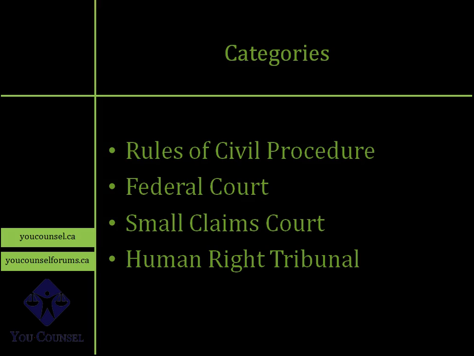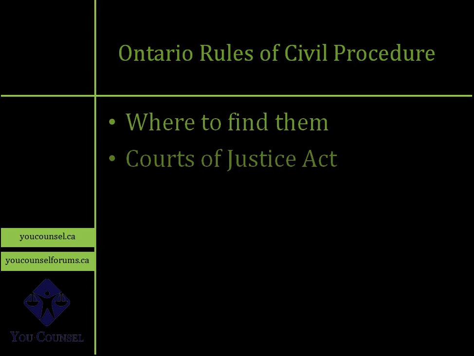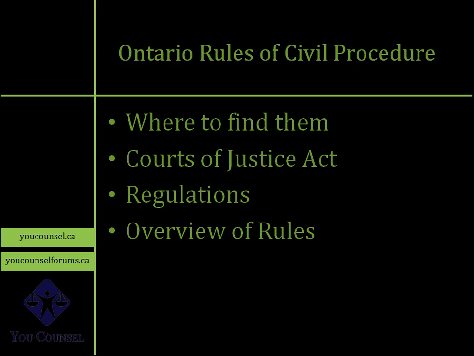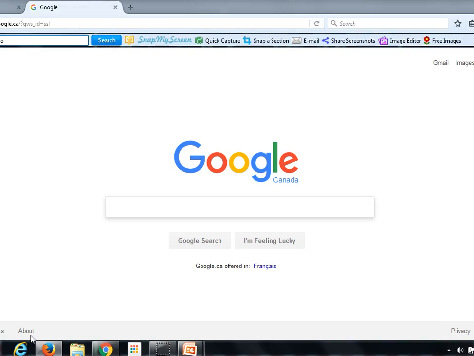So you need to understand those rules. Okay, so focusing on Ontario rules of civil procedure, we're going to talk about where to find them, what is this thing called Courts of Justice Act, and what are the regulations, and we'll briefly overview the rules. So let's go to Google.